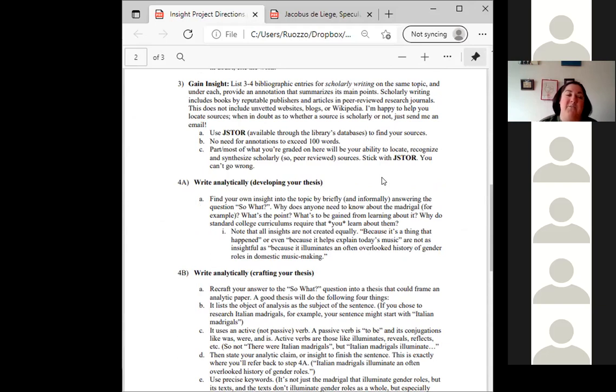Well, no, I shouldn't have said that. Now I've just endorsed it. But step 3 is pretty simple. What you're going to do is list 3 to 4 academic sources. Notice I have scholarly writing emphasized. No websites, no blogs, no Wikipedia, no anything with a .com. It's got to be academic. And under each entry, you're going to write a little paragraph about what that source contains and why it's useful.